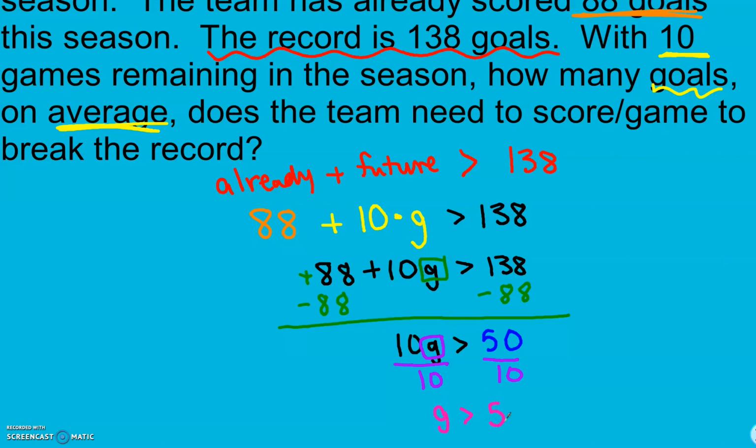So here they're going to have to score an average of just over 5 goals a game. So anything more than 5 will give them a record. If they only score 5, though, they'll tie. So at least one game they have to score more than 5 and 5 every other. Somehow their average has to be more than 5.